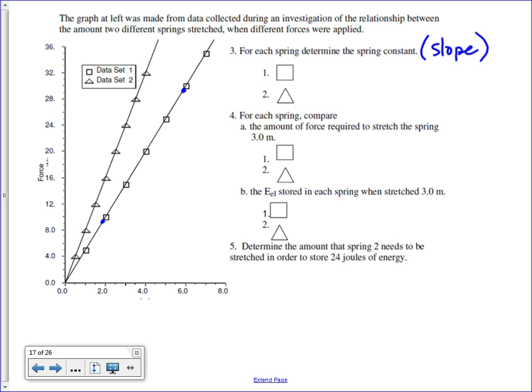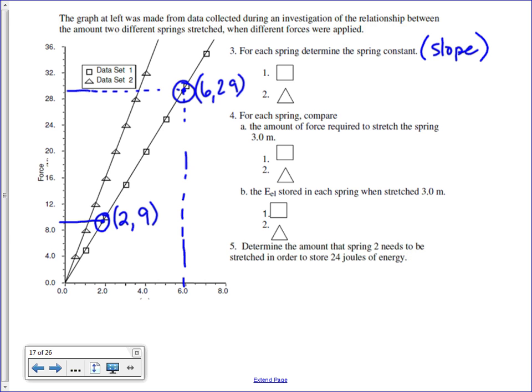This point right here is going to end up being, for my x value, 2, and my y value, let's see, that's going to be somewhere around 9. And then this one right here, if I go down, it's going to be 6 for my x, and it's going to be about 29 for my y.